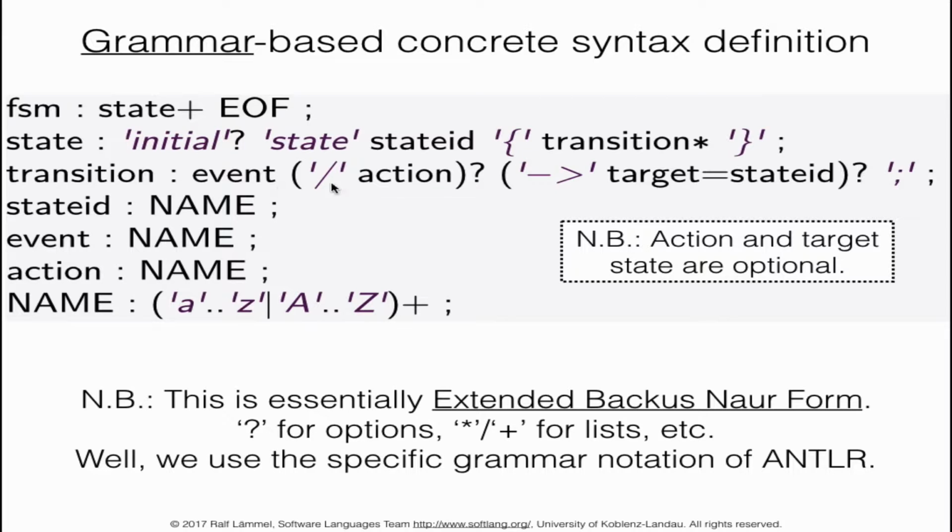And then we've got the structure of the transition here. There's an event, possibly an action with the slash, possibly the arrow and a target state ID, and semicolon. State IDs, events, and actions are just names, and names are just sequences of letters. Okay, so this grammar-based approach here, well, we basically adopt what's called the extended Backus-Naur form. Well, it turns out we already used a notation that is supported by ANTLR, but in fact this is extended Backus-Naur form.